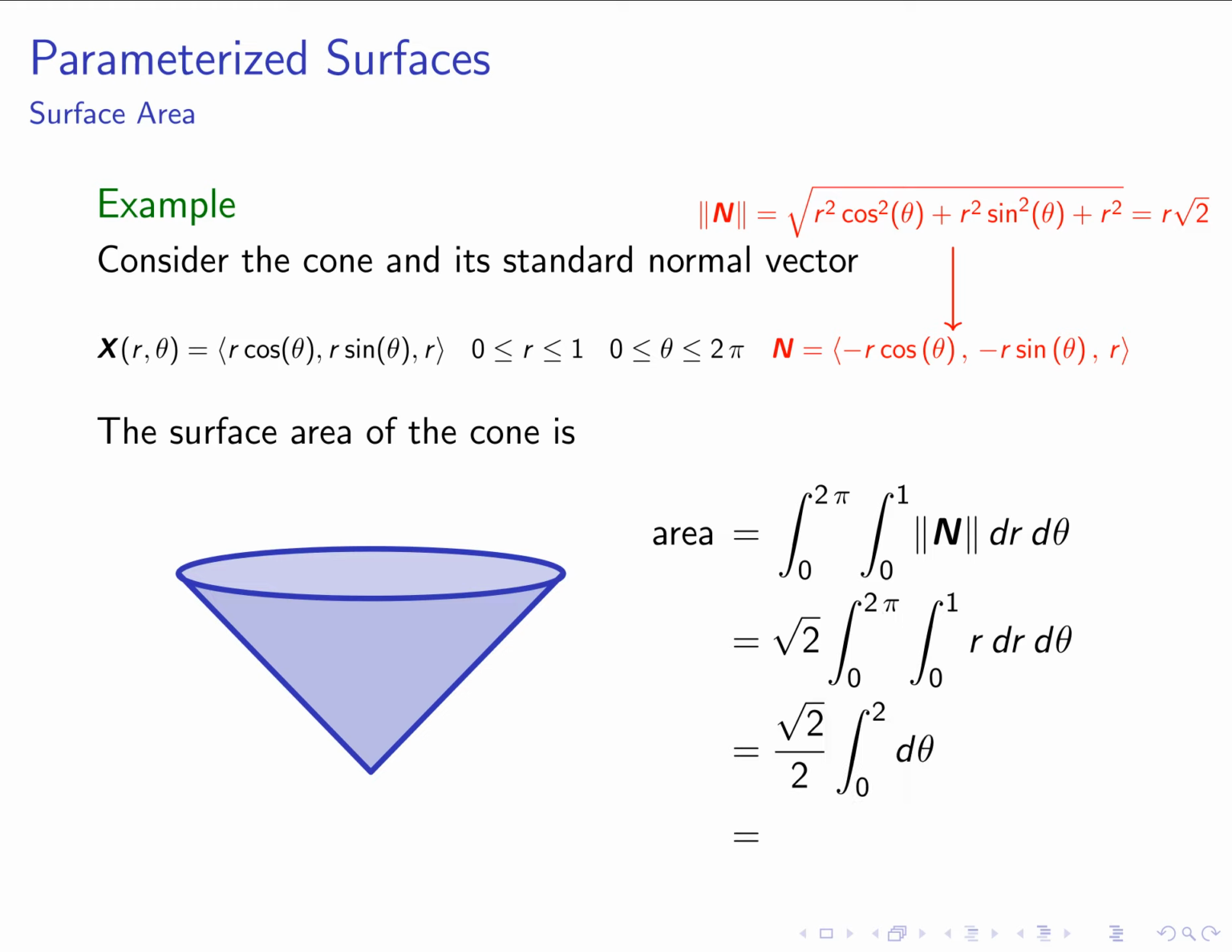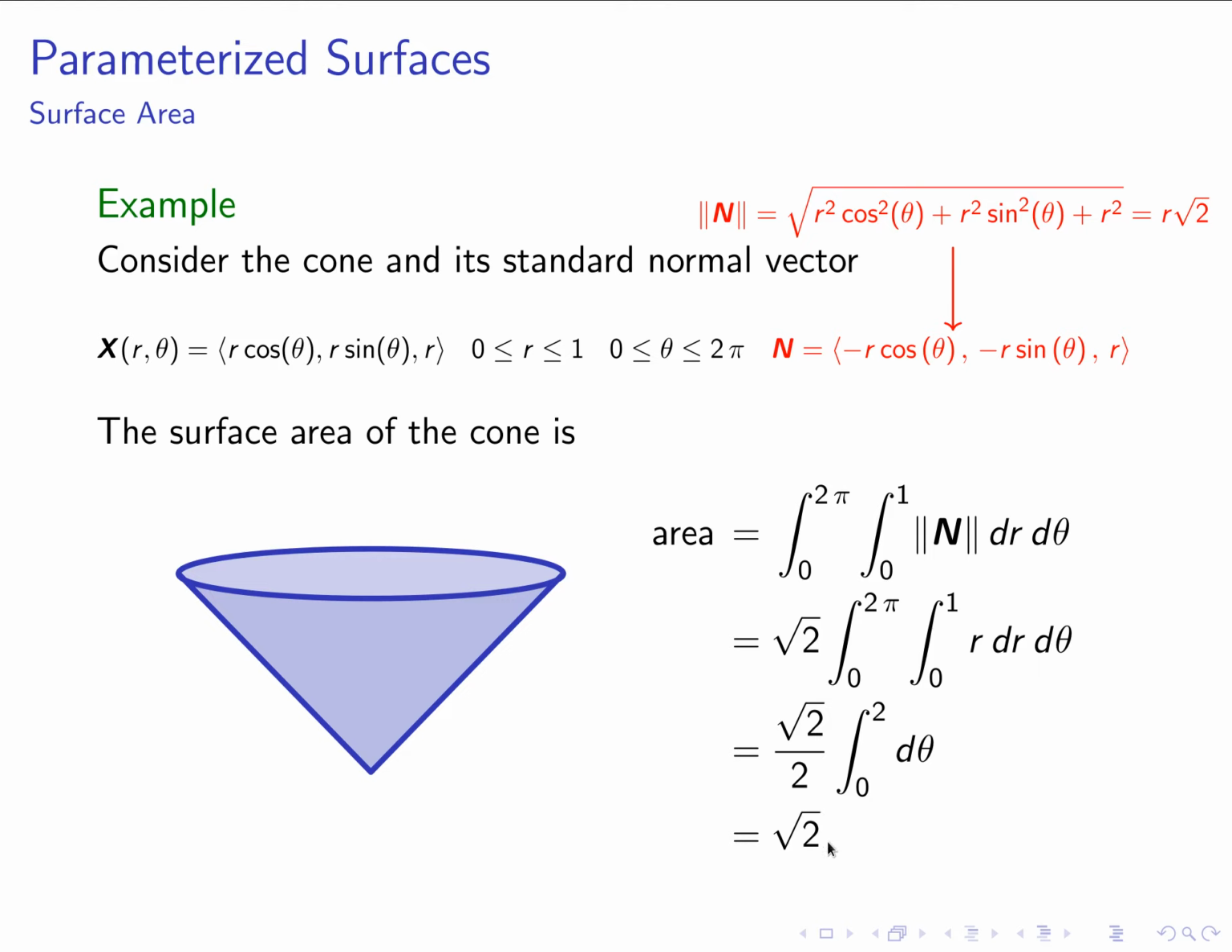Now we can do the double integral. So if we integrate r from 0 to 1 dr, we end up with just 1/2, and the 1/2 factors out. So now we get root 2 over 2, and we're integrating theta from 0, another typo, this should say 2 pi. When we integrate theta from 0 to 2 pi, we just end up with 2 pi. So the result is just the square root of 2 here. So this is telling us that the surface area of our cone is the square root of 2.